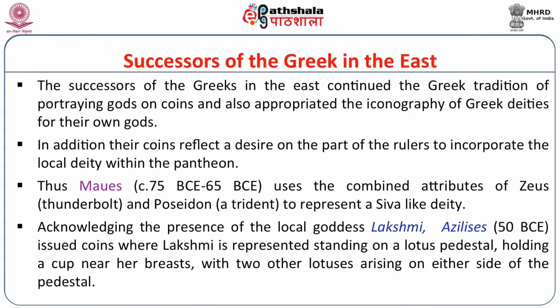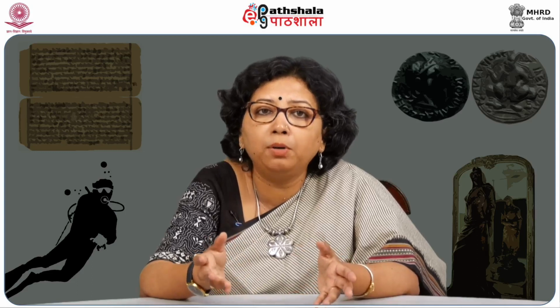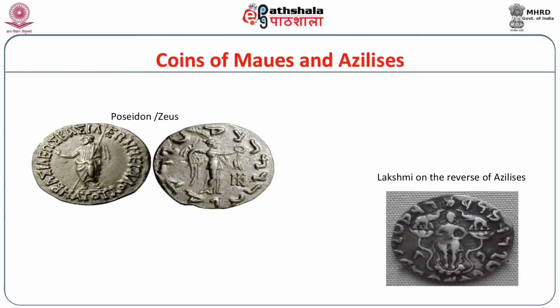Then we have a coin of Azilises where we find the local goddess Lakshmi being represented. Azilises issued coins where Lakshmi is standing on a lotus pedestal holding 2 lotuses, and with the 2 lotuses arising on either side we have the elephants who are anointing her. So it is the Abhisheka of Lakshmi type, which is also popularly known as the Gajalakshmi type. This was a very indigenous type which was introduced by Azilises in the coins, and it belonged to the Mathura region. You can have a look at the coins of Maues and Azilises.